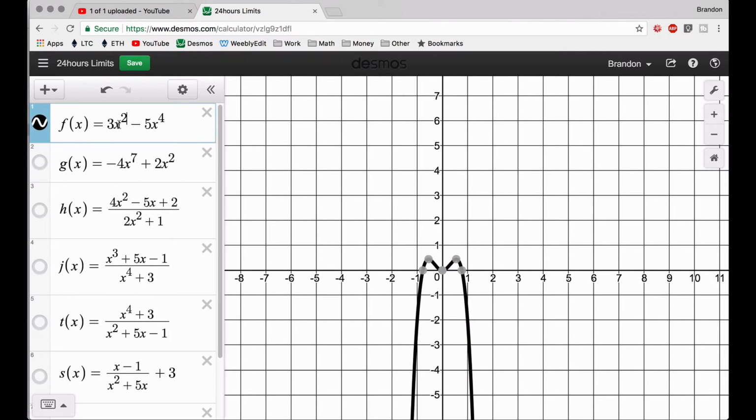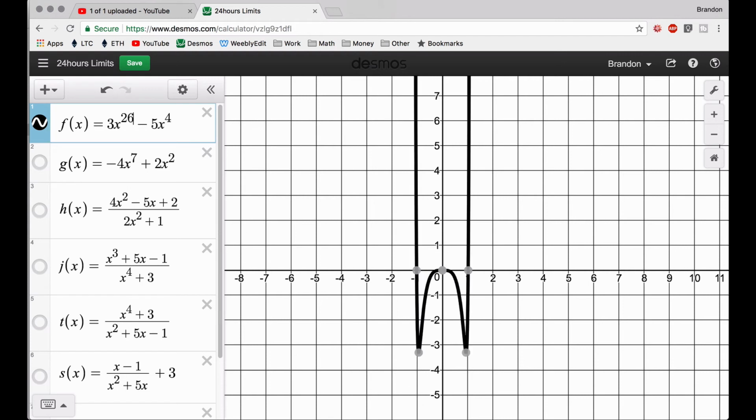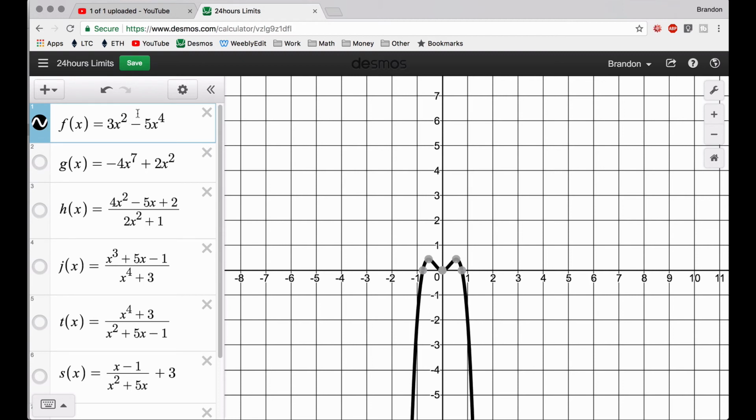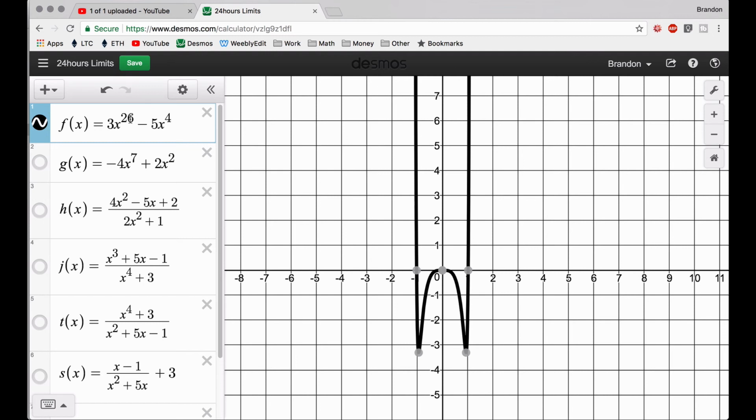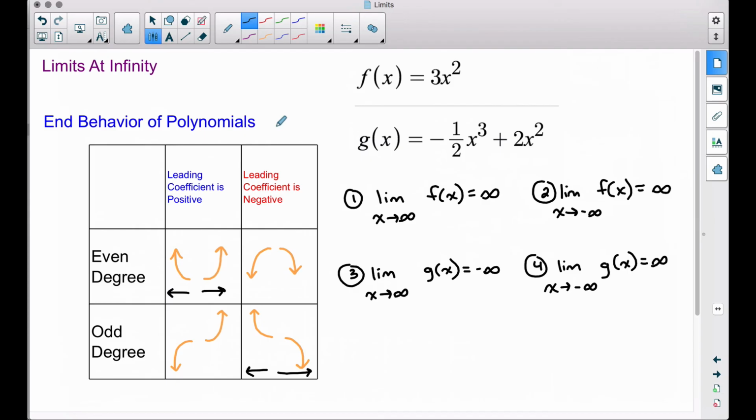If I come up here to f of x and I change this to the 26th power, you are going to see something change here. The reason why, originally, this was a 2. So 4 was our degree. But now if I make this 26, the 26 becomes our degree. Its leading coefficient is positive. That's why we're shooting up as x gets big or as x gets small. Our y value gets big in both directions. And there you have it.